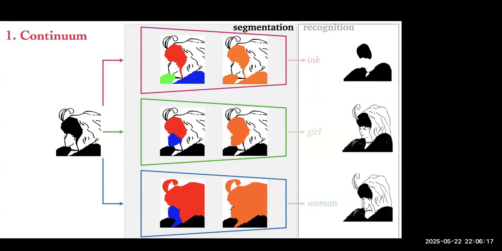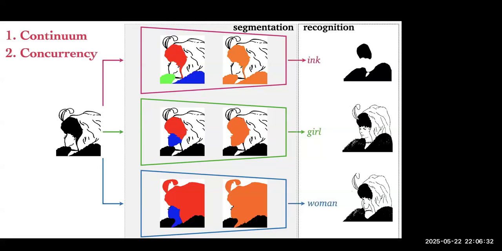My view is that segmentation and recognition should not be studied in isolation. Recognition is a continuum of segmentation. Segmentation is detailed parsing of an image. Recognition is a consequence of that. And they happen at the same time.